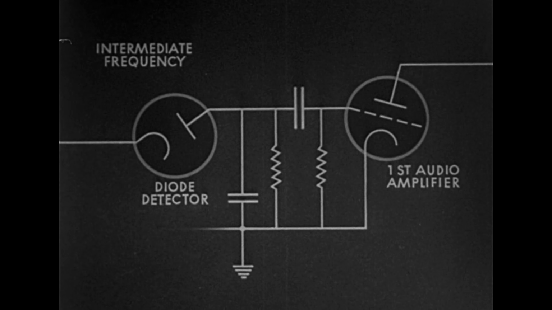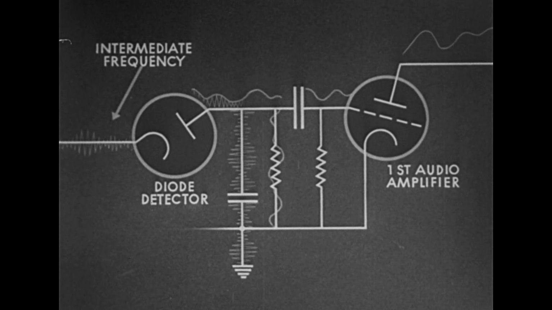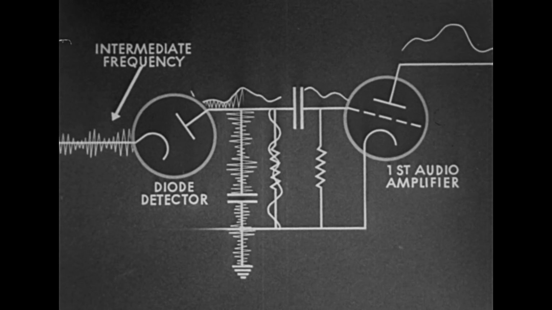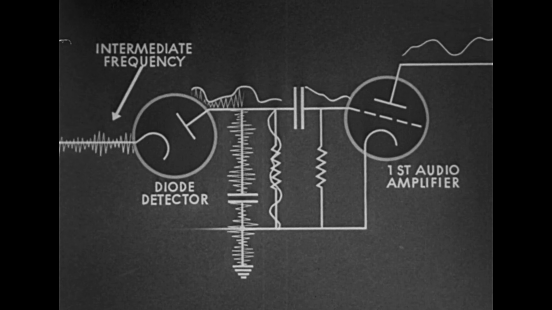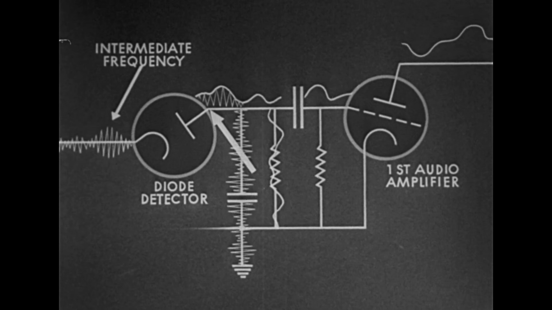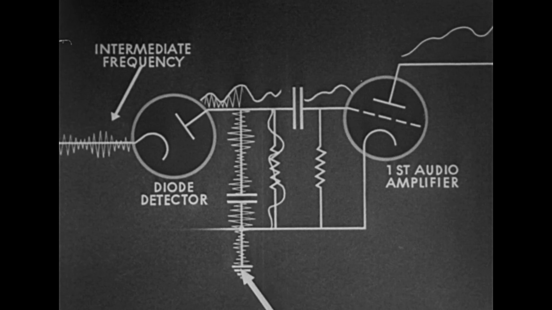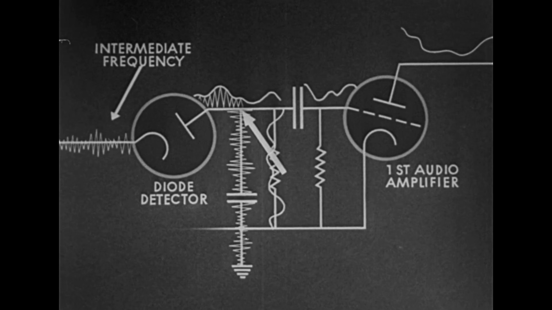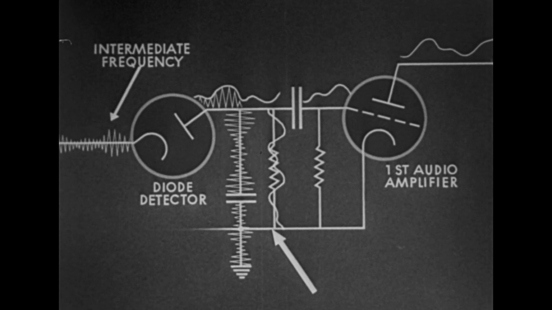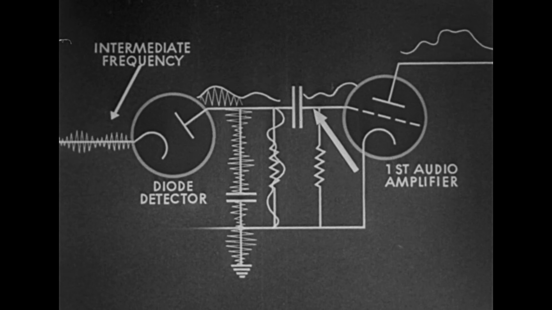The output of the detector, following the intermediate frequency amplifiers, consists of radio frequency elements and an audio frequency current. The radio frequency is bypassed by the plate condenser. The audio frequency current passes through the plate resistance, causing voltage changes to be impressed upon the grid of the first audio amplifier.